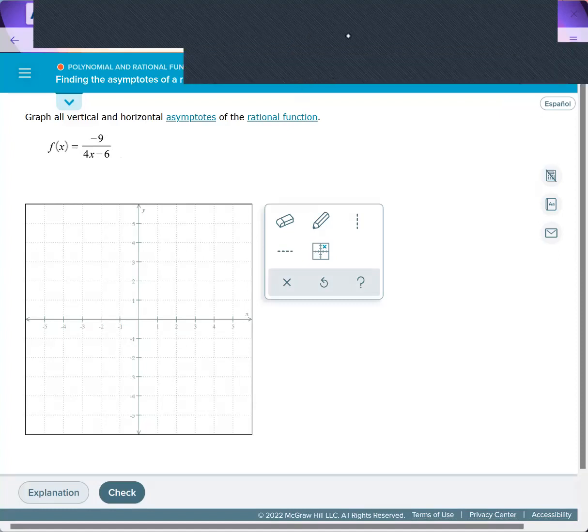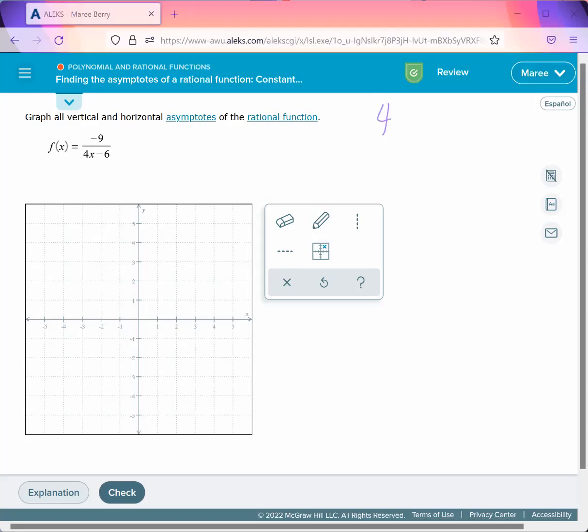So there's a couple of things that you need to know about finding the asymptotes. The first one is to find the vertical asymptotes. You set the denominator equal to 0 and solve for x. So we're going to add 6. We get 4x equals 6. So x equals 6 divided by 4, reduced to 3/2.